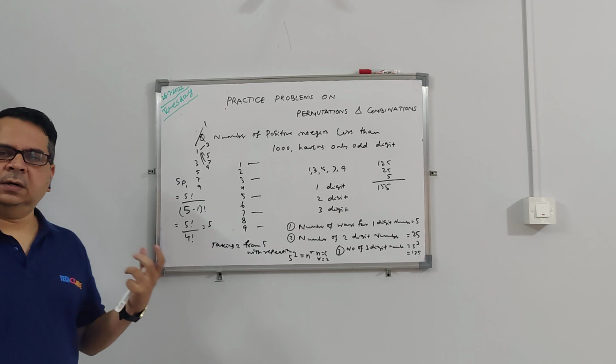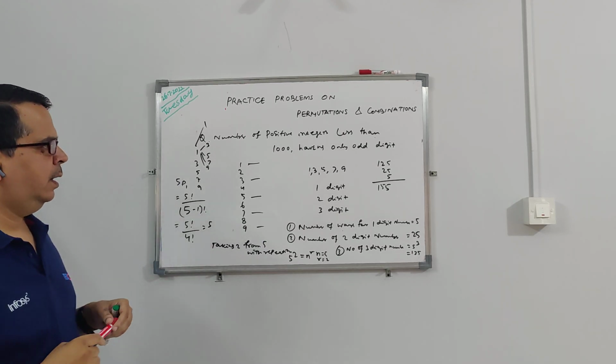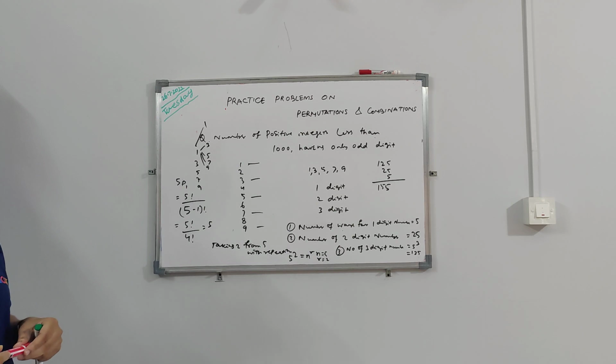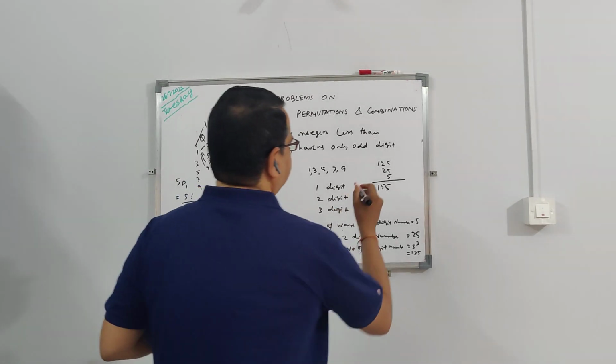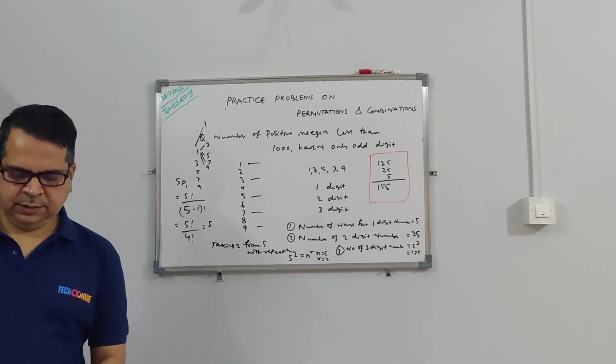So you are making numbers, so arrangement is important here, not selection, right? And because you are repeating here, it will be n to the power r. Just remember, repetition means n to the power r is allowed. So this is your answer, 155.